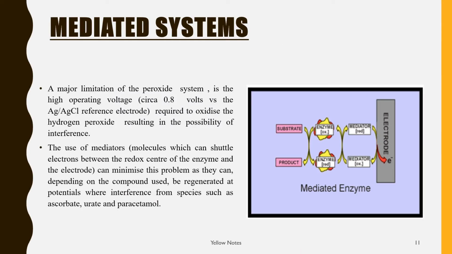Mediated systems. There is a limitation of the peroxide system that I have discussed, and the limitation is the high operating voltage that is required to oxidize the hydrogen peroxide, which results in the possibility of interference. Now, the use of mediators, that is, the molecules which can shuttle electrons between the redox center of the enzyme and the electrode, can minimize this problem.